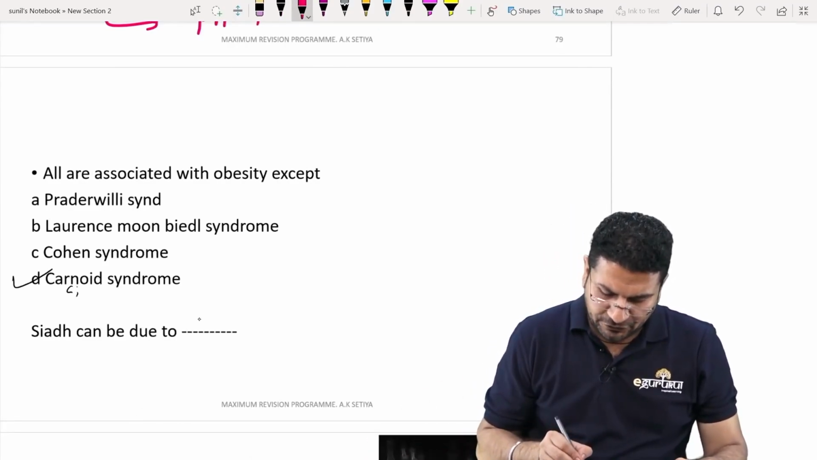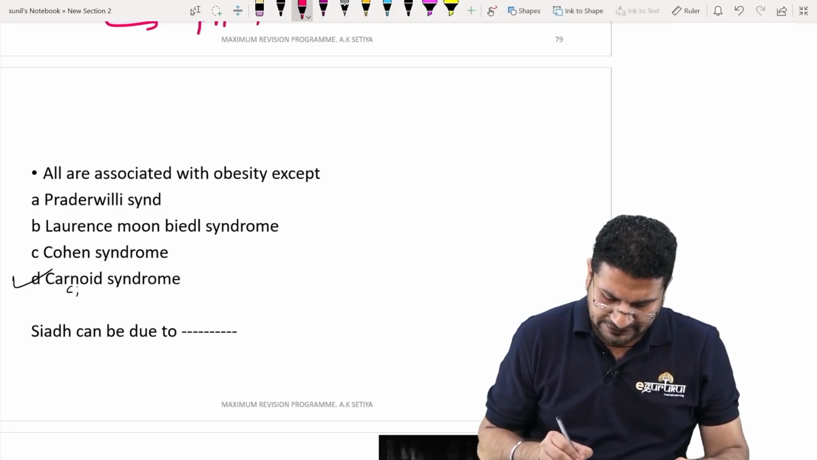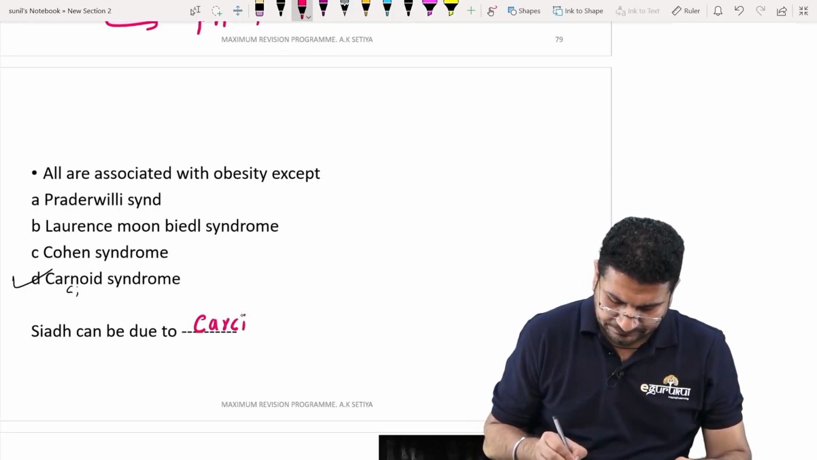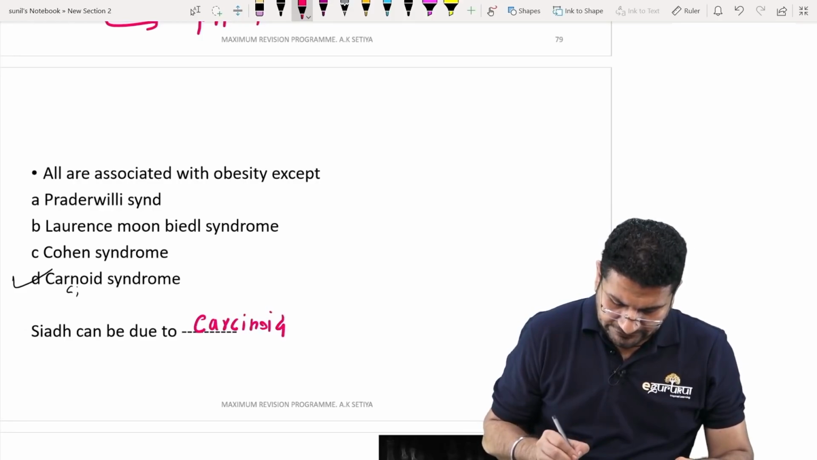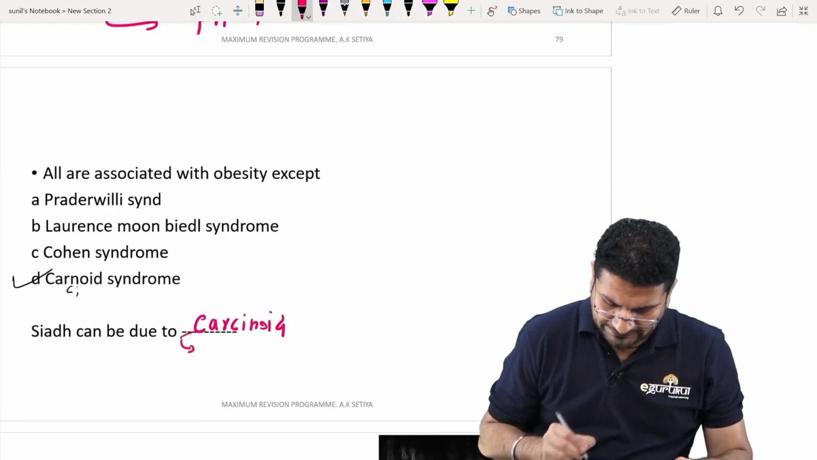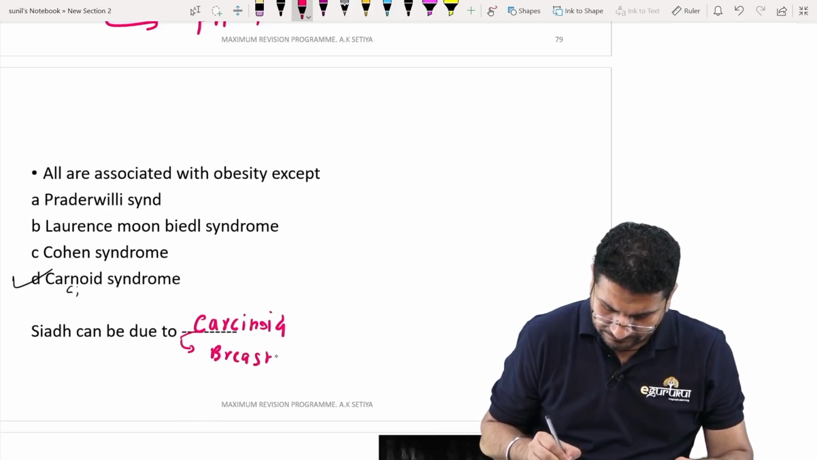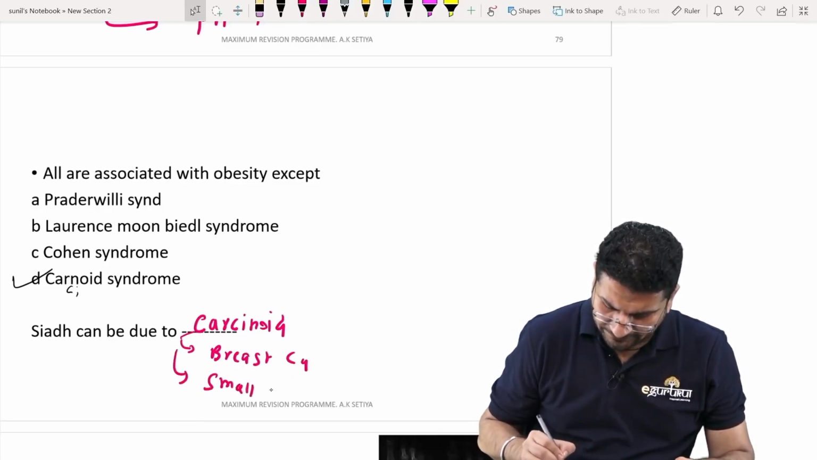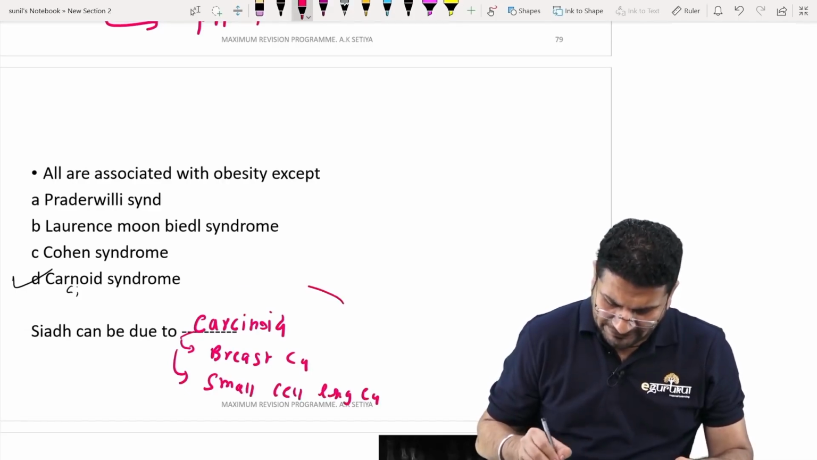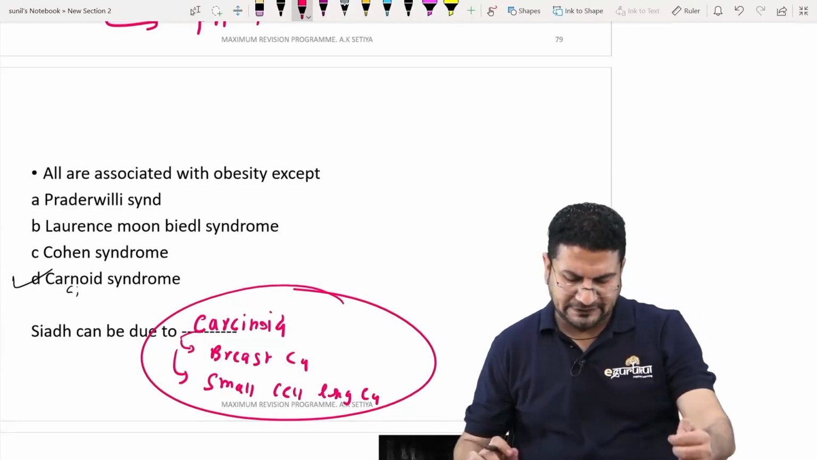SIADH can be due to which tumor? So remember, it can be due to 2 tumors. It can be due to carcinoid. It can be due to a few more tumors. If I say SIADH can occur due to breast cancer, and SIADH can be due to small cell lung cancer. This is important. It can occur ectopically due to many cancer, but remember at least these 3: small cell lung cancer, carcinoid and breast cancer.